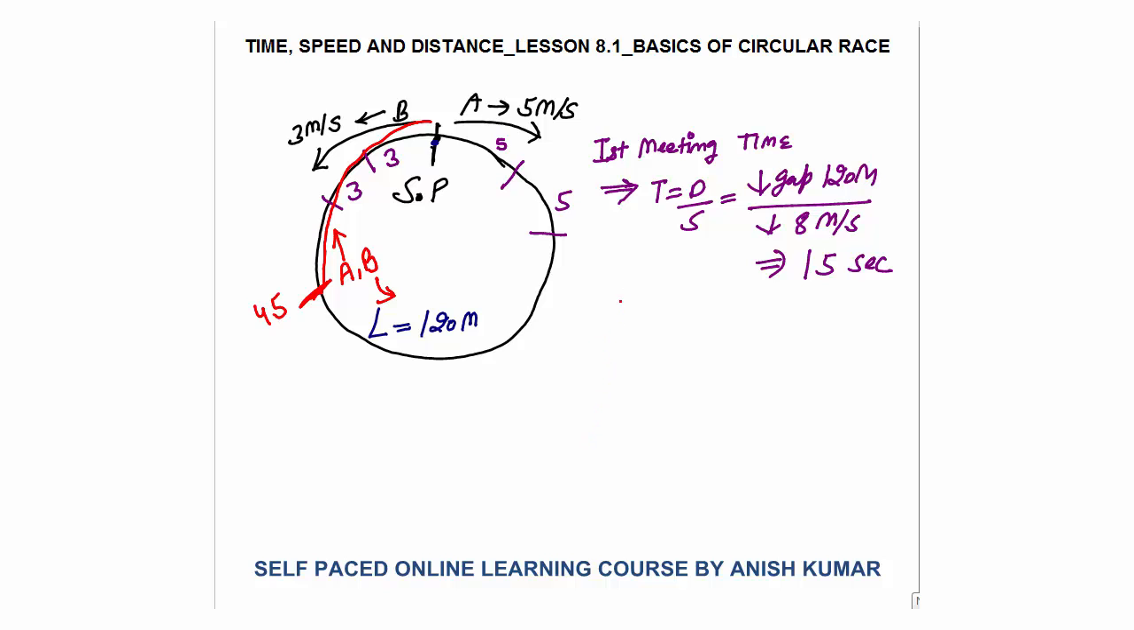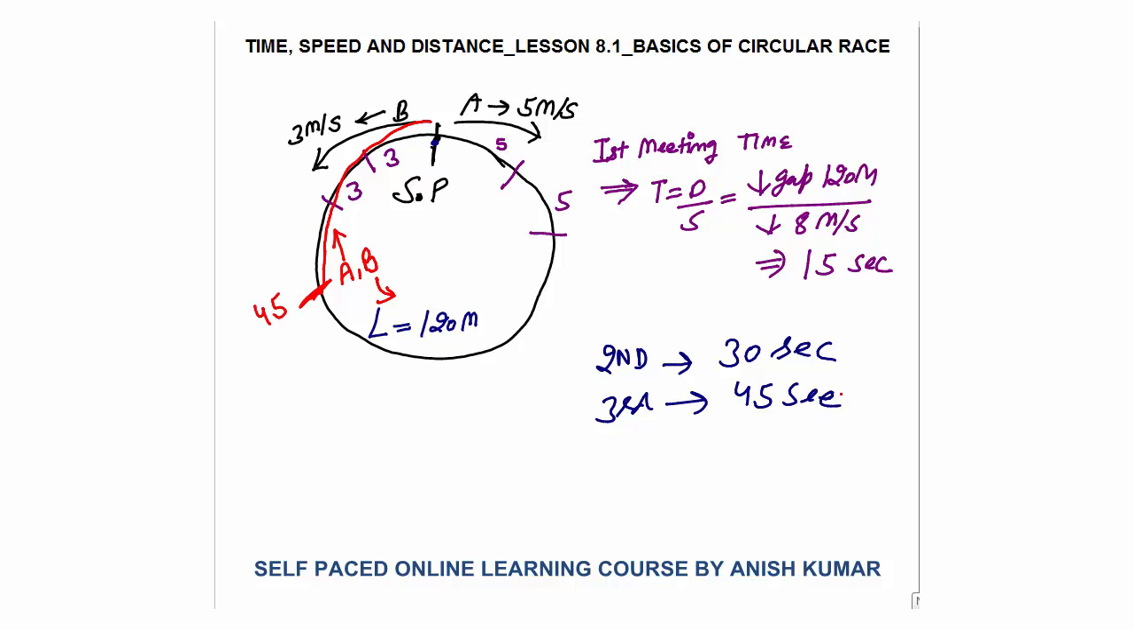So their second meeting will take place after 30 seconds. This is the second meeting, 15 into 2. The third meeting will take place after 45 seconds, and so on.